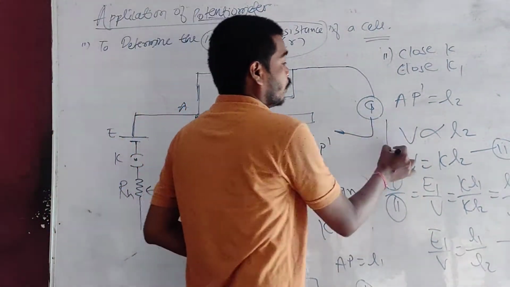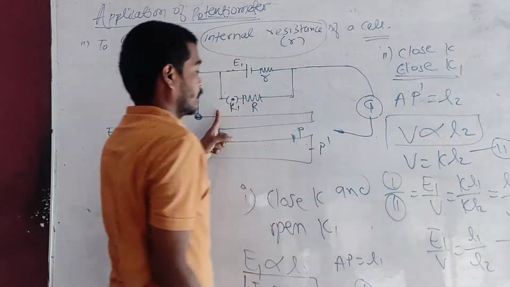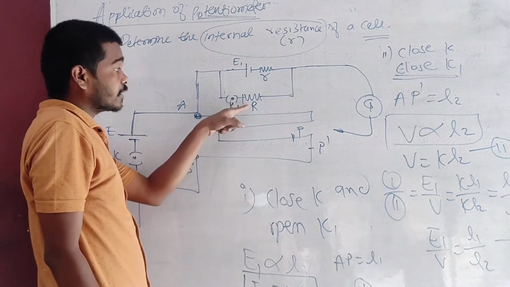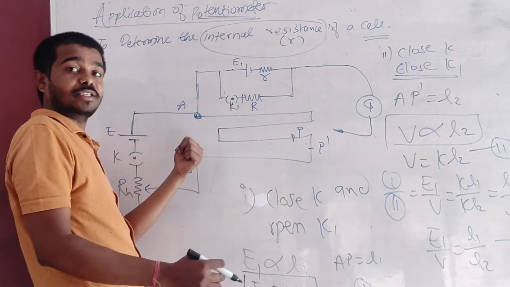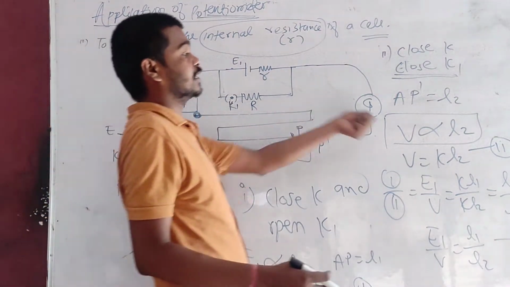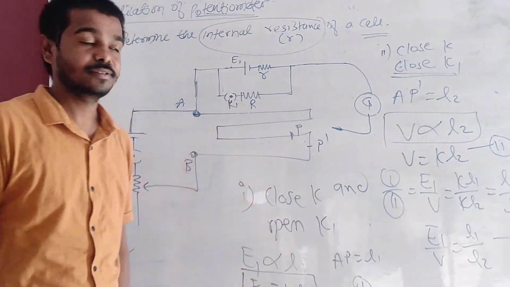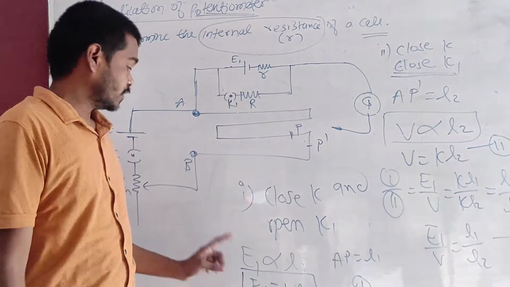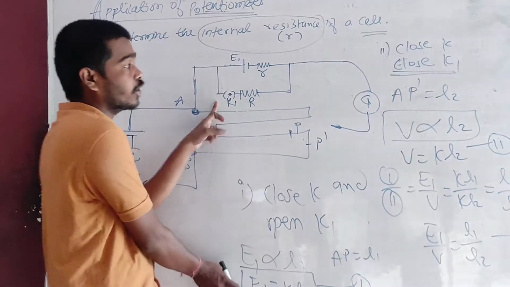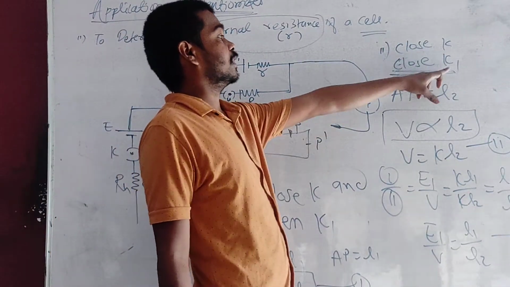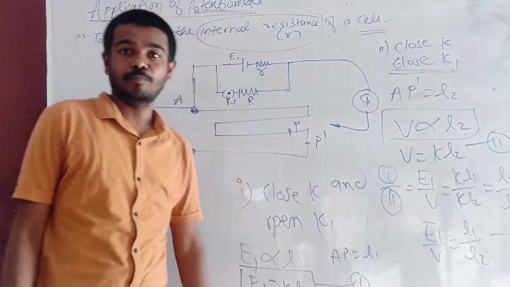Here we can discuss V as another potential difference by closing this plug key. By closing this plug key K1, the resistance is added and the null point is shifted to another point. That's why the potential difference, instead of E1, changes to V. Now next, this is equation number 1. By the first point, closing the plug key K and opening the plug key K1, we get equation 1. By closing the plug key K and closing the plug key K1, we get equation number 2. By dividing equation 1 and 2, we get equation number 3.